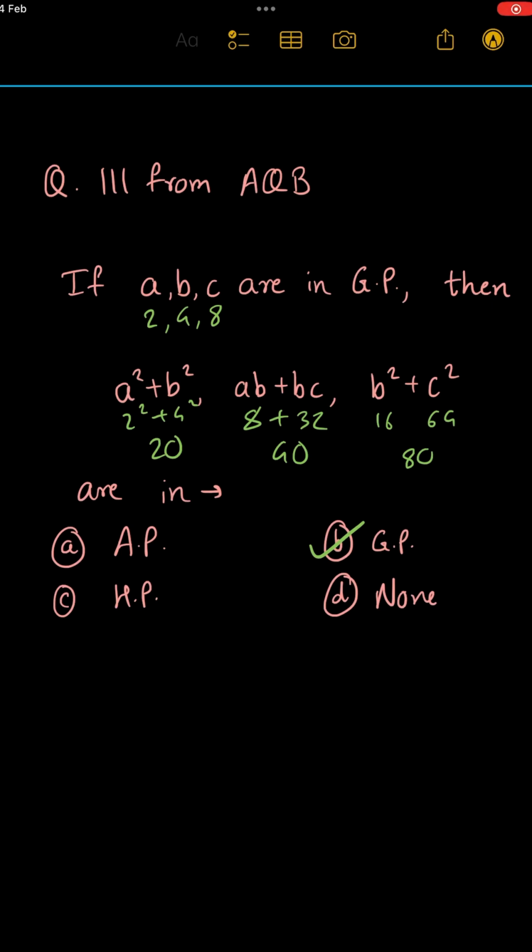Always try to see in questions like this whether you can assume some numbers and solve, because that will save a lot of time.